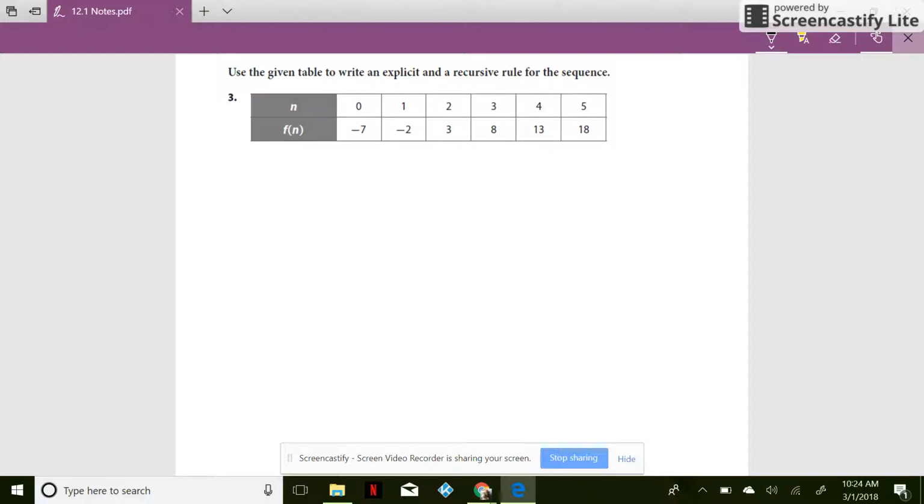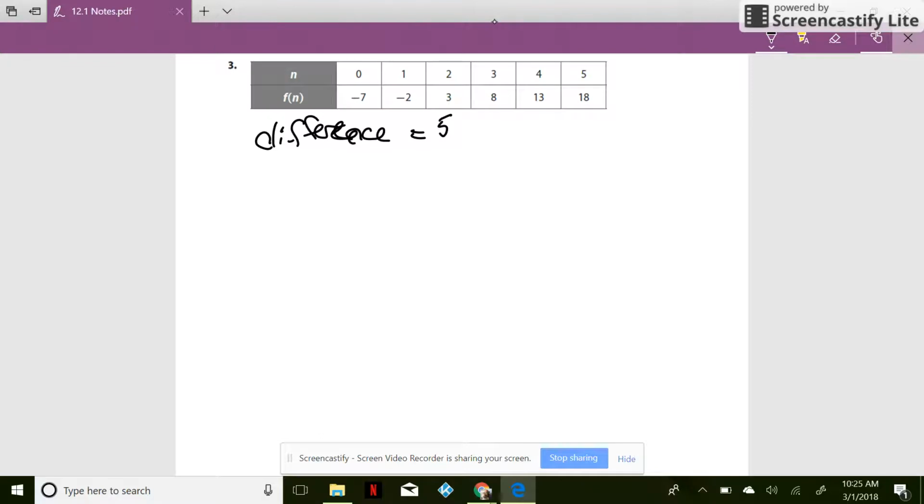All right, so if we want to write these, first thing we want to look at is the common difference between the points. So negative 2 minus negative 7 would be a positive 5. 3 minus negative 2 would be a positive 5. It's positive 5 as we move right to left as we go across the board. So that means our difference is 5. So our initial term is negative 7 when n is equal to 0.